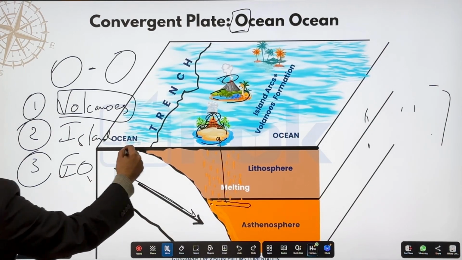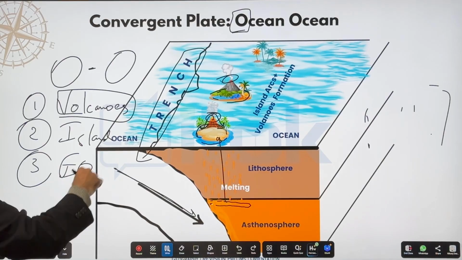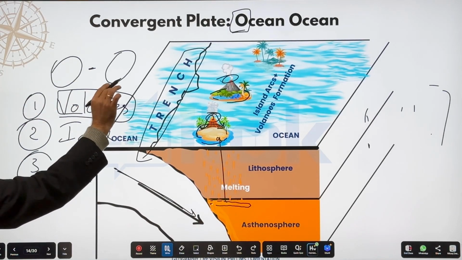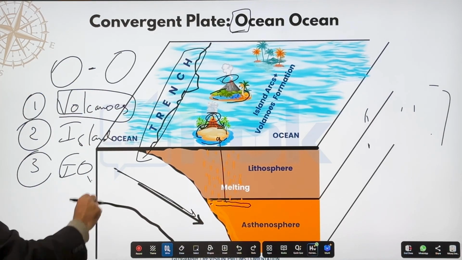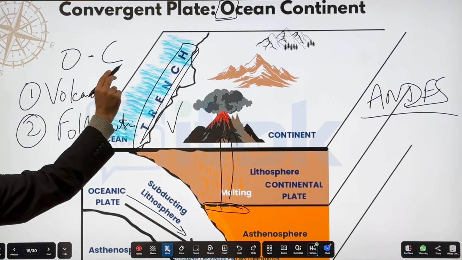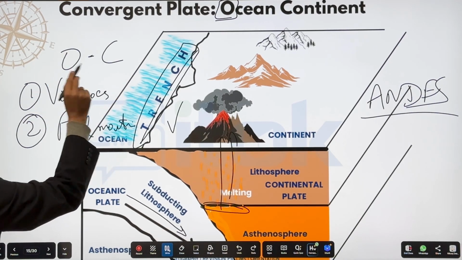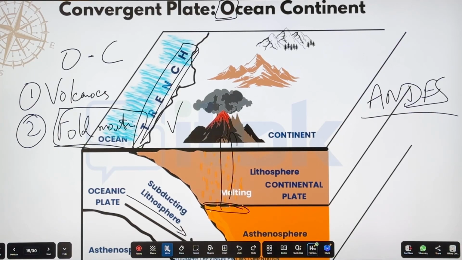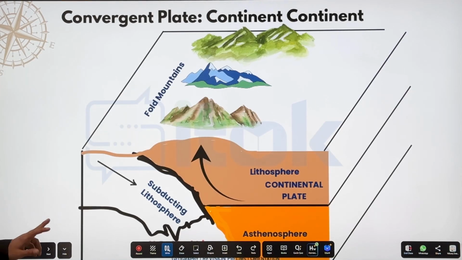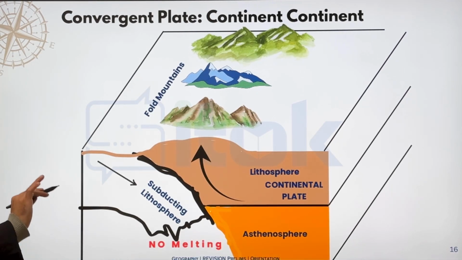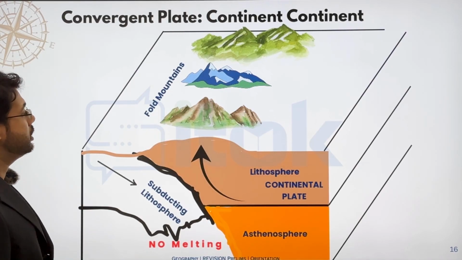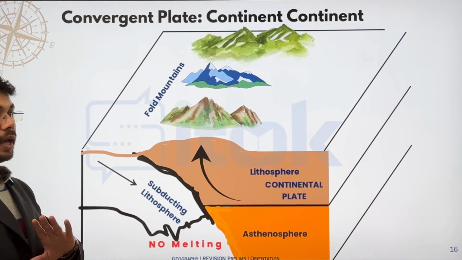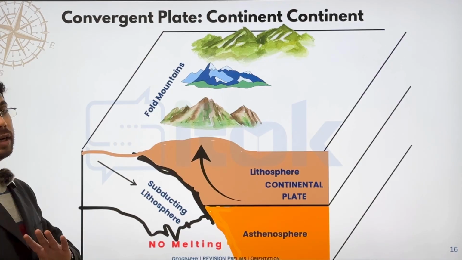Similarly, over here, trench will always be there. Ocean is present, liquid is present, that means volcanoes, that means trenches. Ocean is present in ocean-continent, that means trenches, that means volcanoes, along with the continental formation of fold mountains. Now we have continent-continent collision. There is no ocean, so there are no volcanoes, and because there is no ocean, there are no trenches.